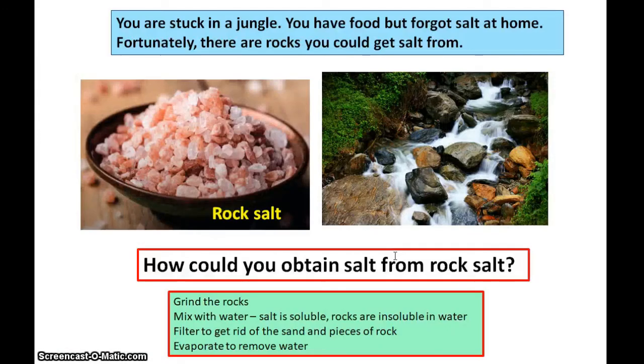Back to the scenario. All you need to do is grind the rocks and mix with water. If you use warm or hot water, it will be quicker because the rocks and the salt will mix with the water and the salt will dissolve quicker. Then you can use filtration to get rid of the sand and pieces of rock. Then heat to remove the water. The water will evaporate, and that's all you need to tackle this scenario.